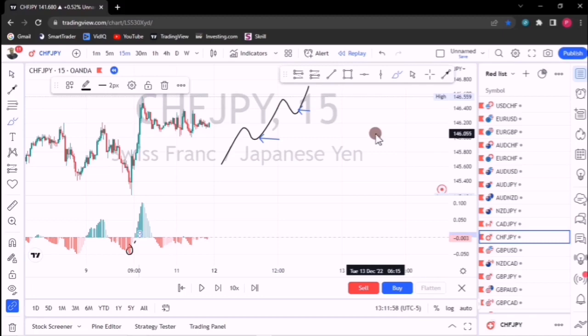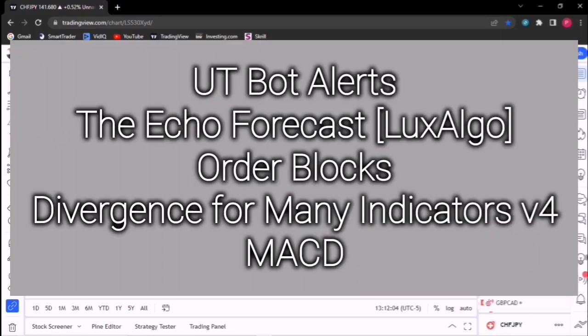Those are 5 indicators that I consider to be helpful in trading: the UT bot, the echo forecast, the order blocks, the divergence for many, and the MACD.